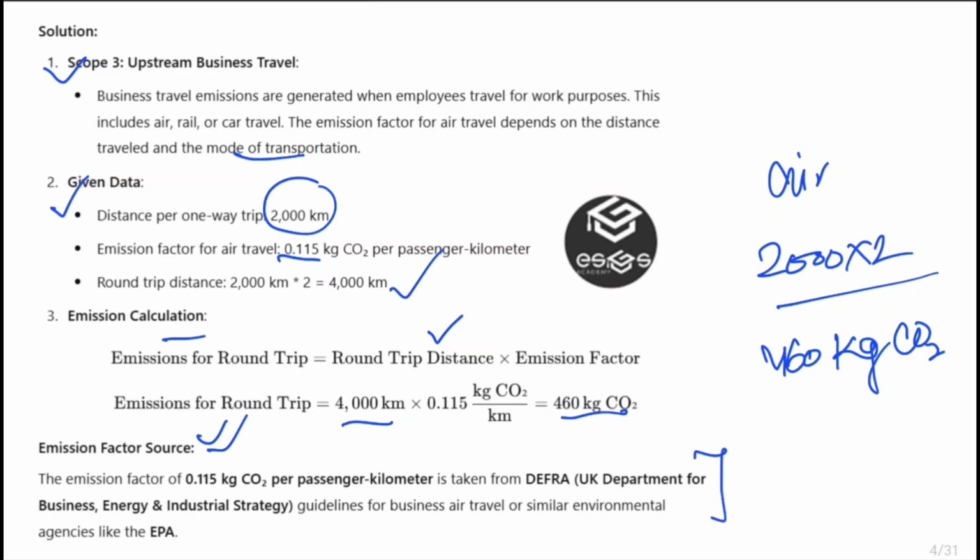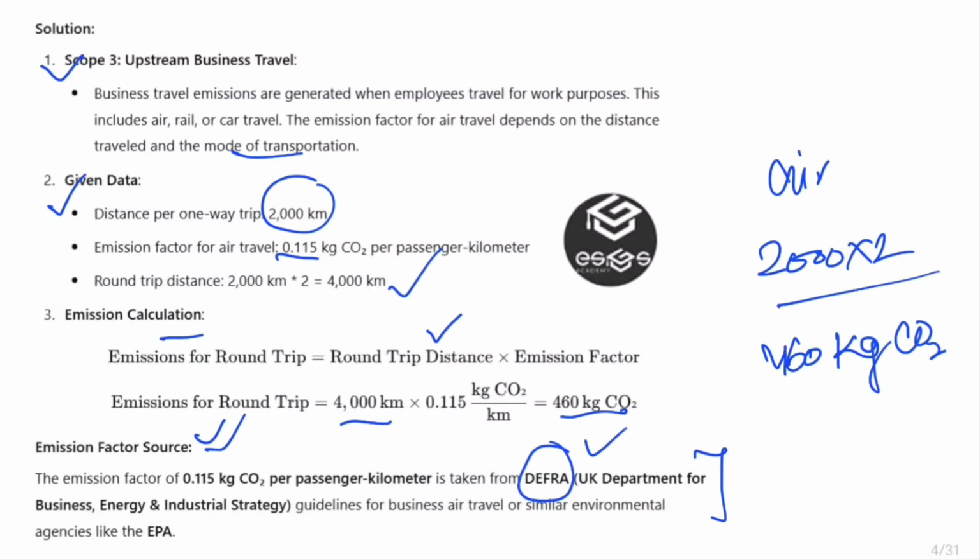Okay, so what is the source of emission factor? This is the main point here. So the emission factor of 0.115 kilogram CO2 per passenger kilometer has been taken from DEFRA, and that is from the UK. So this is DEFRA, basically the Department for Environment, Food and Rural Affairs.